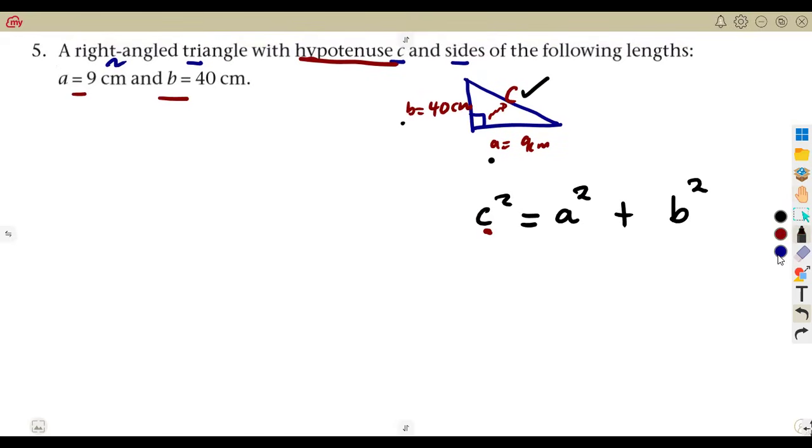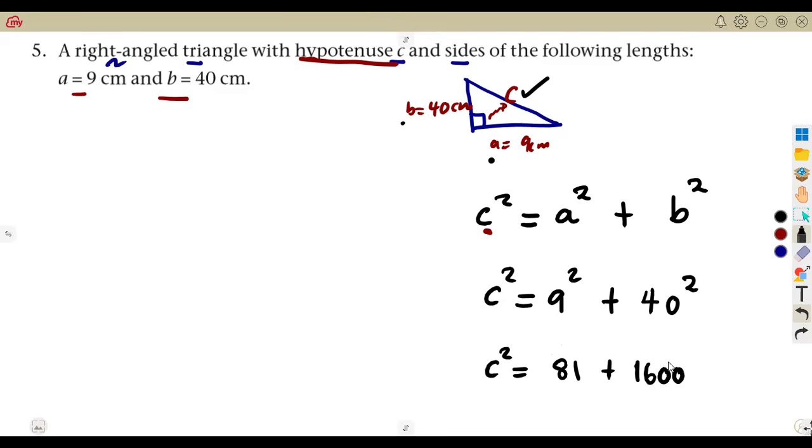So C, being our hypotenuse, can be calculated. We have to substitute our values. So C squared is equal to what? A squared, which is 9. So that is 9 squared plus B squared, which is 40 squared. So you are simply going to simplify this. You're going to need your calculator. 9 squared, that is 81, plus 40 squared, that is 40 times 40. That was going to give us 1,600.